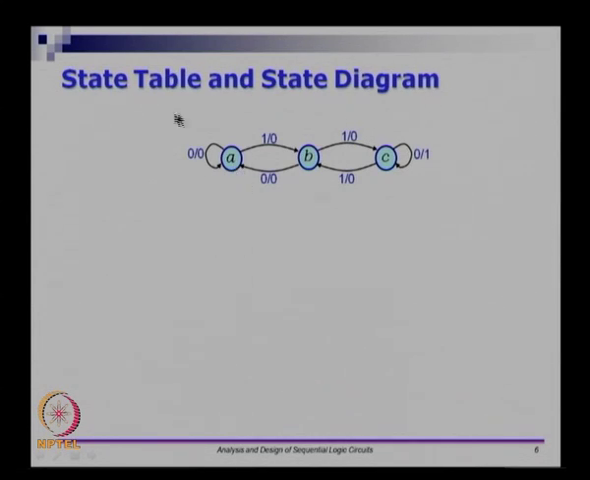So let us look at this. We will call this a state diagram because it is depicting states. In this example there are 3 states. The states are named A, B and C, and let us look at each of these arcs.